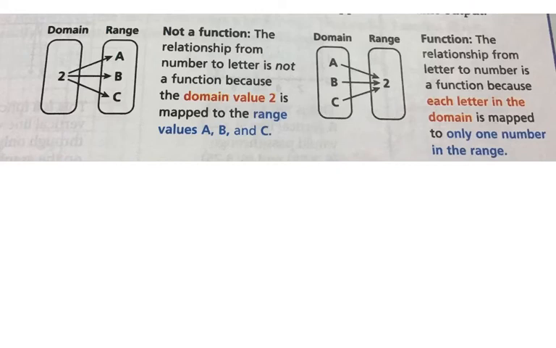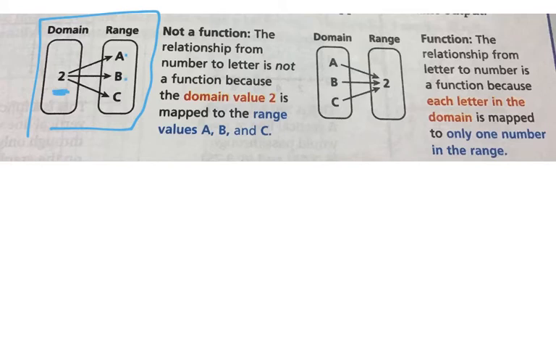Now, a couple things that we talked about in 1.6 is how to tell if something's not a function. So here's an example, and what we have is this mapping diagram. This is what a mapping diagram is. You have your domain and your range. So we have 2, and it's going to A, B, and C. Now, this is an example of not a function because this number 2 is going to multiple values in the range, A, B, and C.